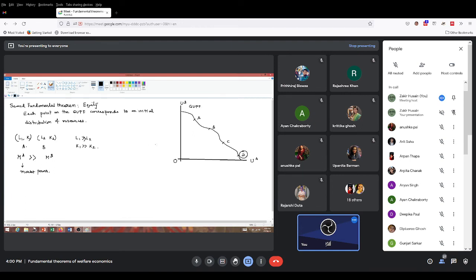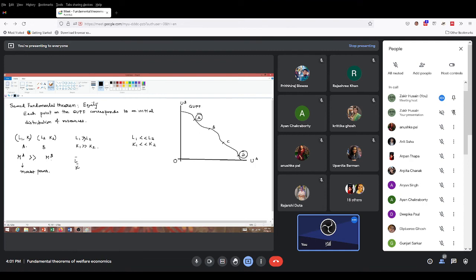On the other hand, if we assume that L2 and K2 are much higher, then we are going to end up at a point like this. So we can have different distributions. If you have L bar and K bar, you can distribute L bar and K bar between the households in different ways. Corresponding to each such distribution, you have a point on the GUPF.